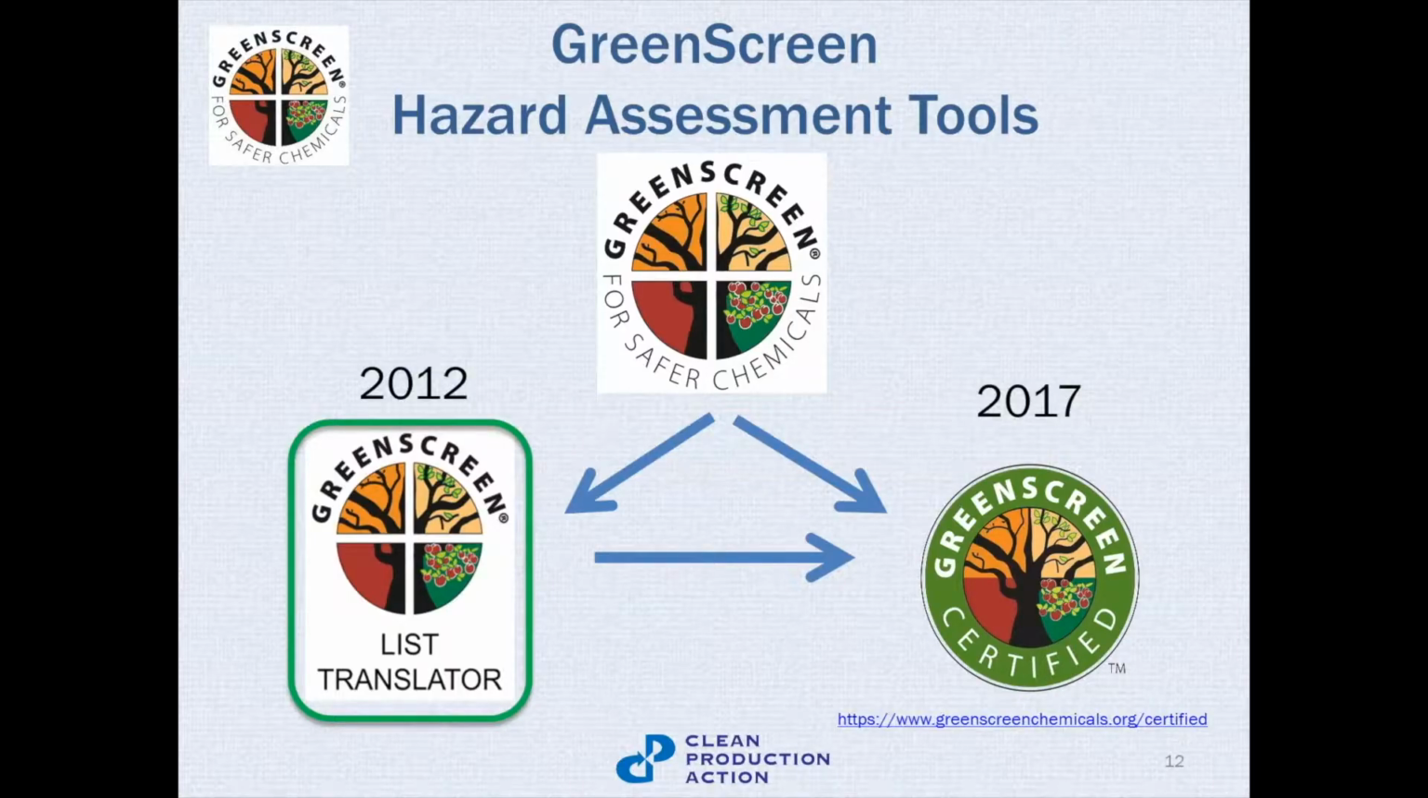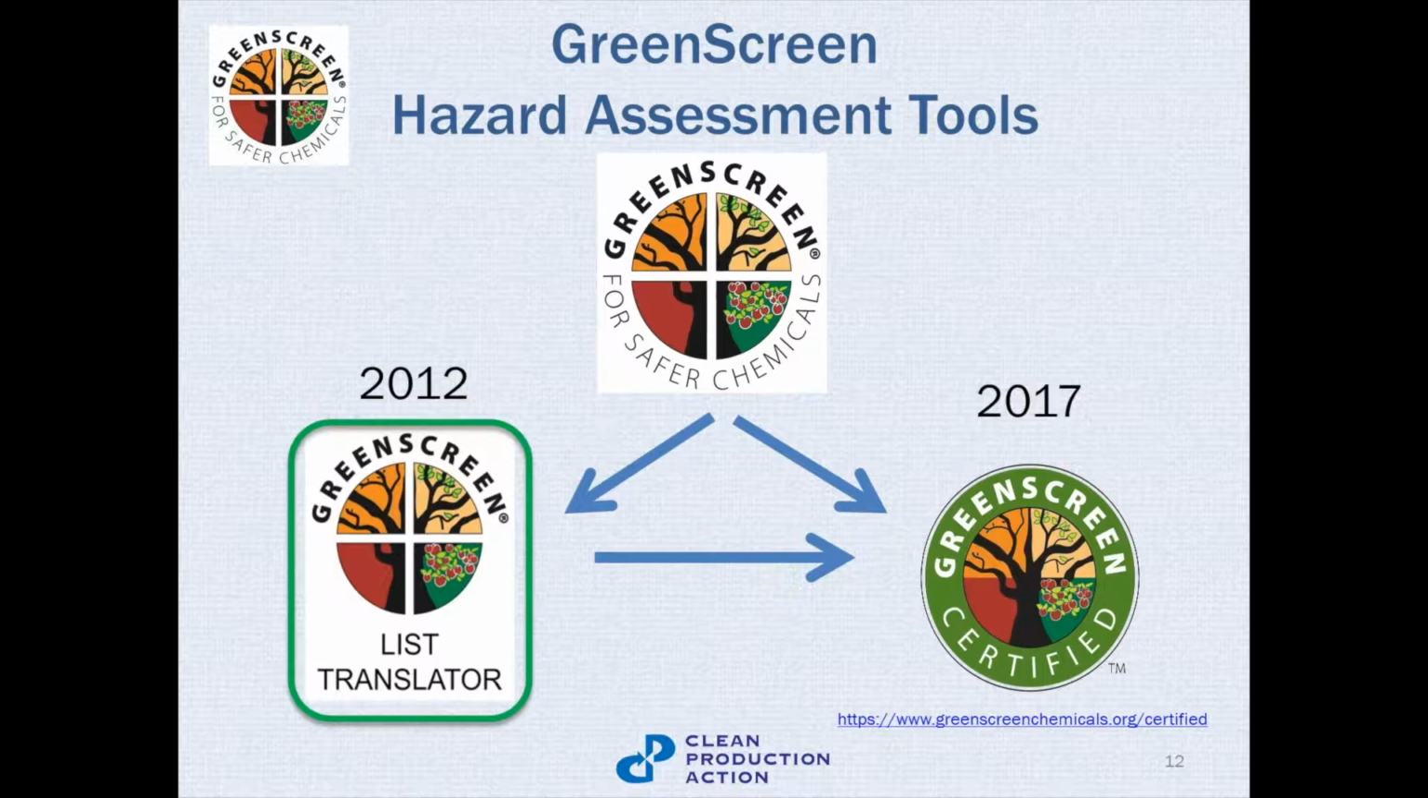So as part of GreenScreen, when we were developing the criteria, we saw that leveraging the presence of chemicals on authoritative lists and all the rigorous study that goes into doing that really can make a GreenScreen assessment more efficient. So we built all these different list-based information sources into the GreenScreen criteria.